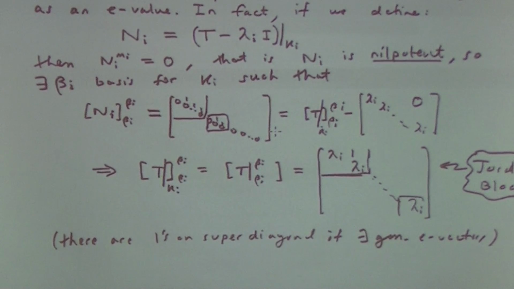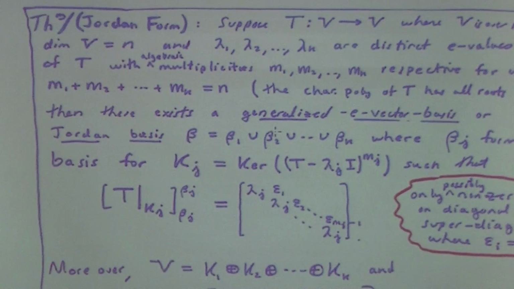Yes? I see what you're doing. Just where did the nilpotent thing come from again? The nilpotent thing comes from restricting T to the jth generalized eigenspace. Okay. And so, if I have lambda sub j minus T to the m sub j power, I can argue that if I restrict to that, it has to be 0.